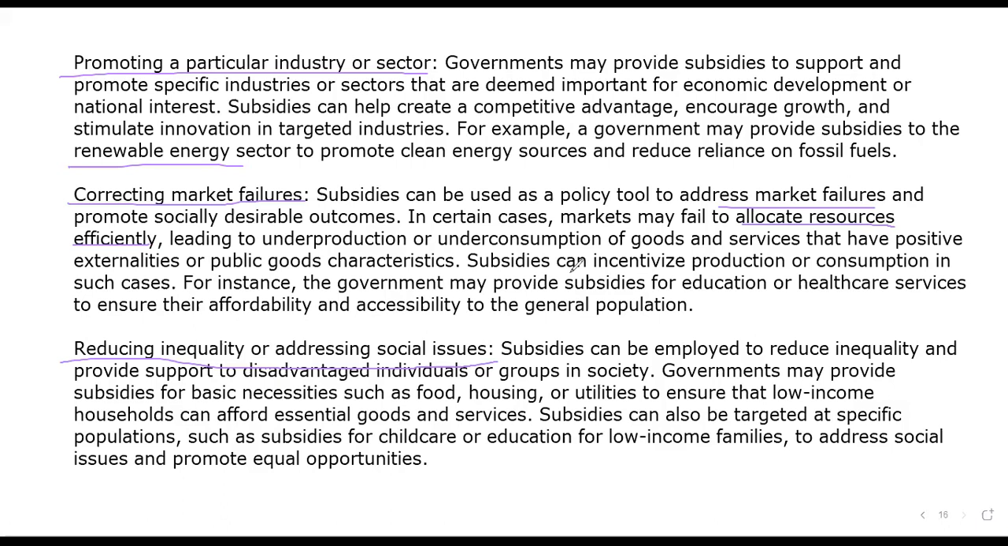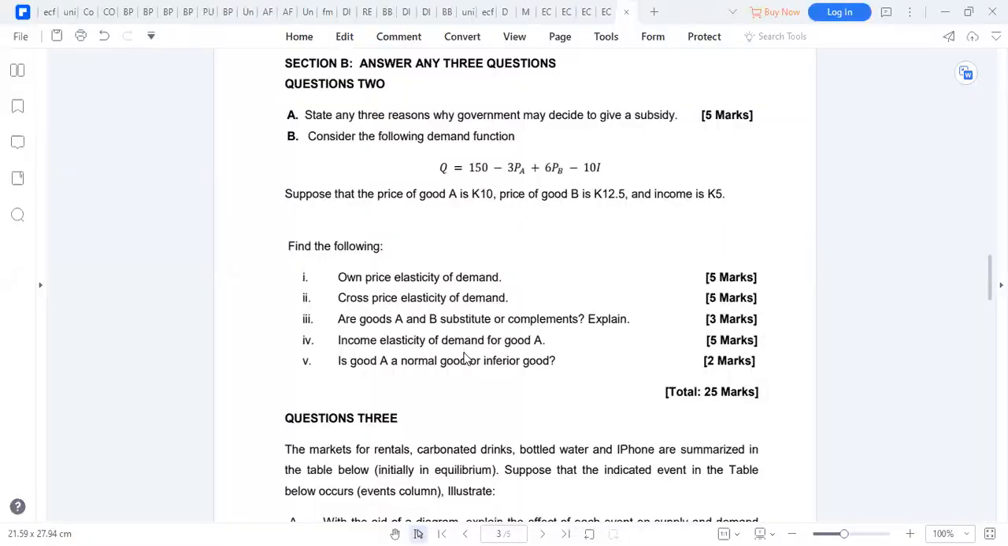So now we can go to computation of elasticity. I think we've done this question several times. When you're given the price of good A, 10 kwacha, price of good B, 12.5, and income is 5 kwacha. So already the signs for these are opposites, so you're able to tell that these are substitute goods. If they were negative and negative, they would be complementary goods. Here the income has a negative, so we can tell that this is an inferior good.